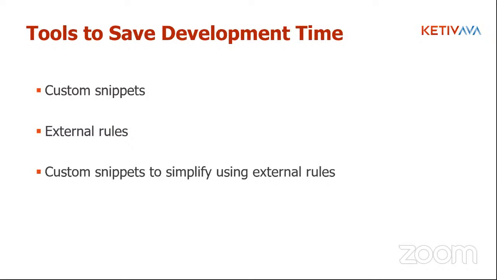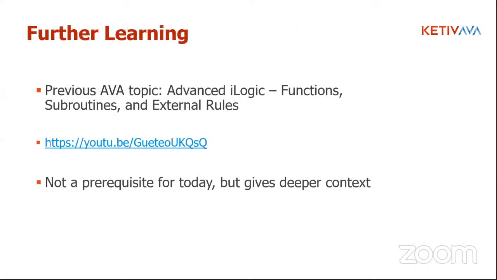So when we talk about external rules today, I'll be using a bit of code from the last AVA session that I did at the end of June. If you missed that session, don't worry, you don't need to have seen it first for what we're talking about today. But if you want more information about ways to reuse code, you can go ahead and check out that video on our YouTube channel, KETIV Technologies. And the title of the video is Advanced iLogic, Functions, Subroutines, and External Rules. So it's a good supplemental to what we're talking about today.